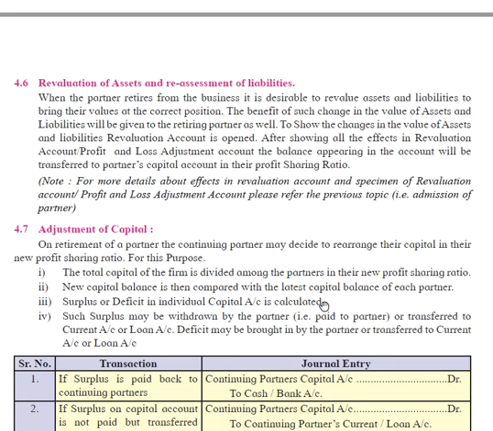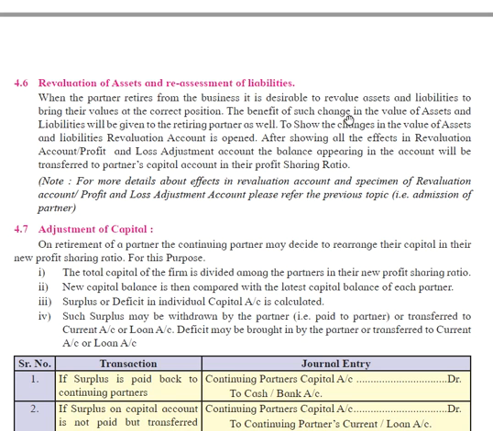Now we'll see the revaluation of assets and reassessment of liabilities. What changes will happen after the retirement? So first, when a partner retires from the business, it is desirable to revalue assets and liabilities to bring their values to the correct position. So it is necessary to revalue the assets and liabilities after the partner's retirement.